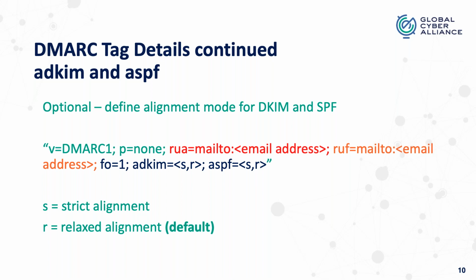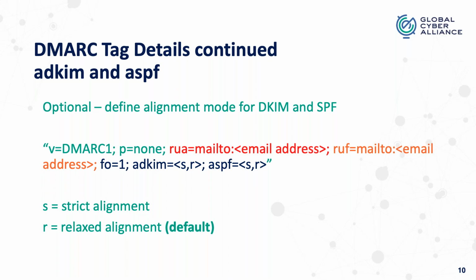And that's something you tend to stick with, especially when it comes to third-party vendors, because they end up forcing you to stay at the relaxed alignment. Strict is we're basically saying the from domain and the domain in DKIM and SPF have to be the same. It has to be an exact match. So if the from is a subdomain and your DKIM signature shows a top level domain, that's no longer considered aligned. It has to be the exact same thing.